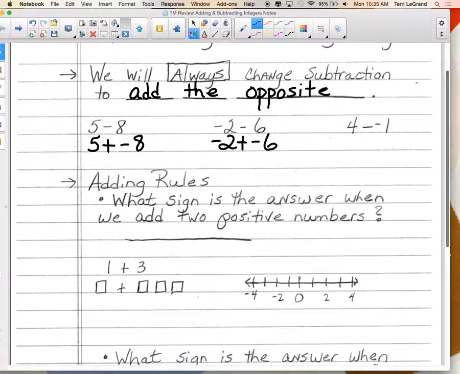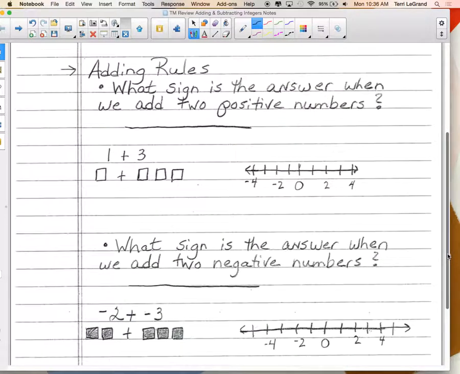Okay. The next one. Should the 4 change? No. Change that subtraction to addition. What is being subtracted? Negative 1. Are you here, Caroline? Yeah? Okay. Negative 1. What is the opposite of negative 1, class? 1. Okay, I want everybody participating. Why don't you all show off? 4 plus 1 is? 5. Thank you. Okay. So now let's go through the adding rules.